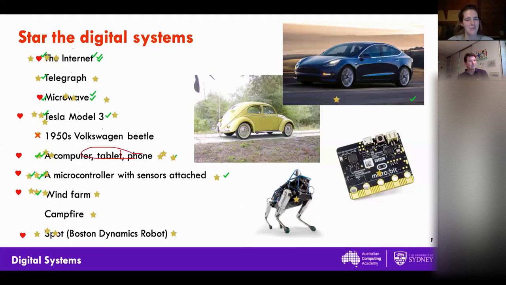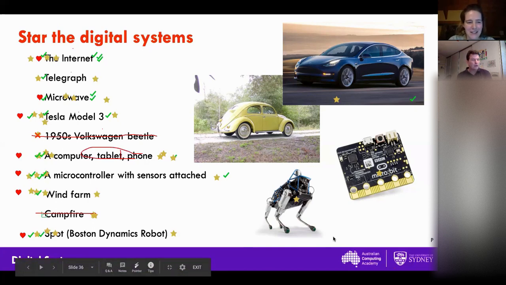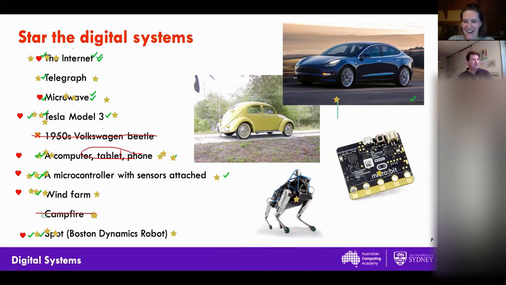So the only ones that wouldn't be digital systems in this list would be the campfire, and we've got across already the 1950s Beatles. Which hurts me as a Beetle driver, that hurts me, right? But it's true. There would have been a swap over maybe in the 70s or 80s perhaps. Later. But you can see that a lot of things, and maybe the telegraph you could kind of argue was digital back in the day, or it's a bit of a borderline case.